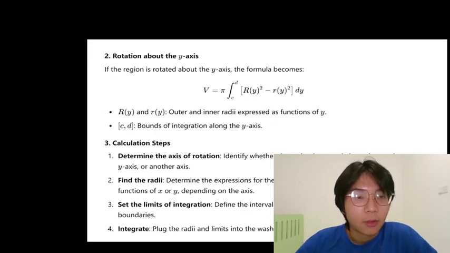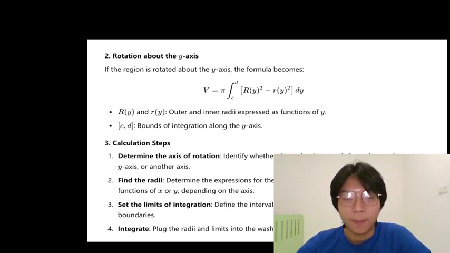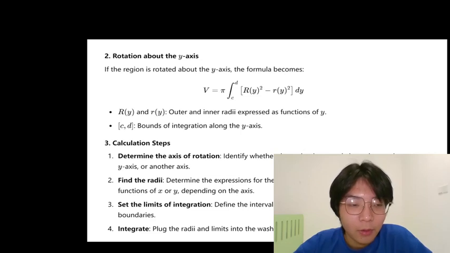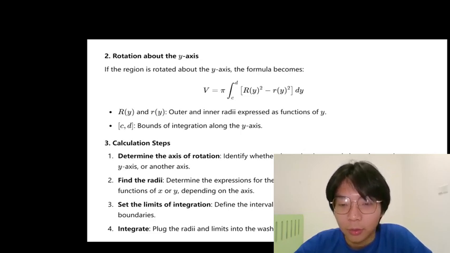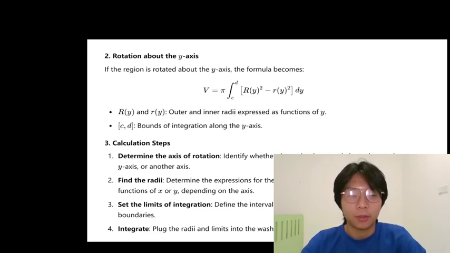And about the y-axis, it is similar. Most important, let's look at the volume calculation steps. First, determine the axis of rotation: find out whether the region is rotated about the x-axis, the y-axis, or another axis. Number 2, find the radii. Determine the expressions of the outer radius and the inner radius as functions of x or y, depending on the axis. Number 3, set the limits of integration.